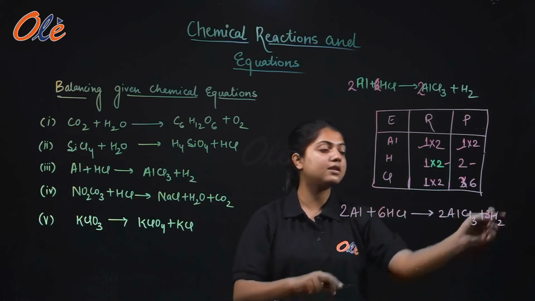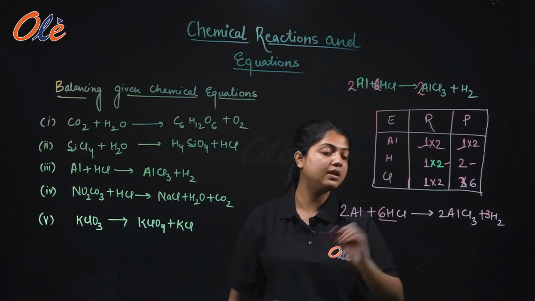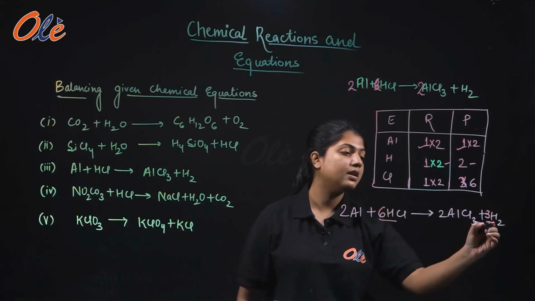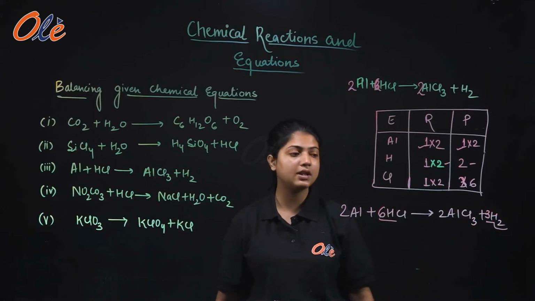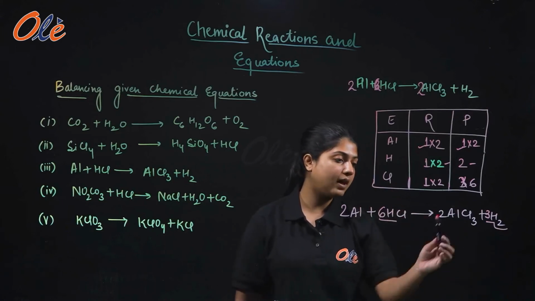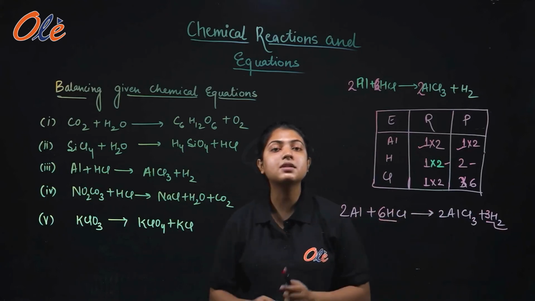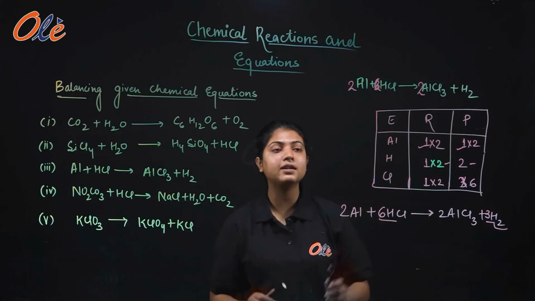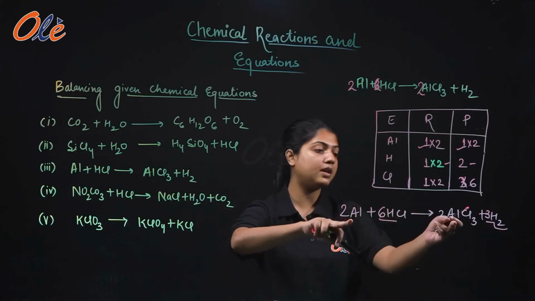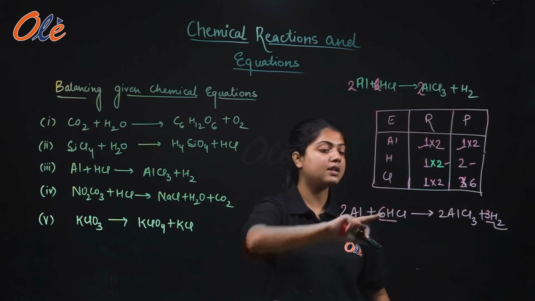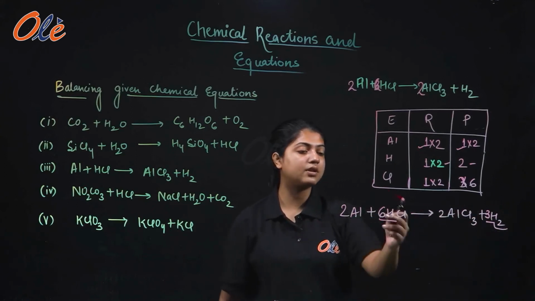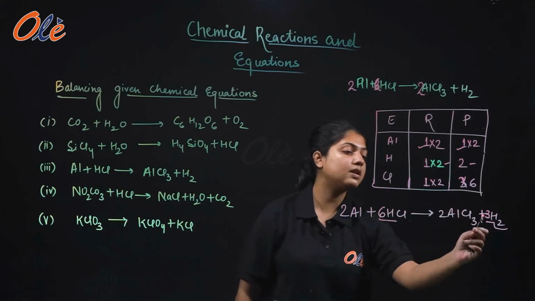3 2 जा 6 H, हाइड्रोजन एटम भी 6 हो गए हमारे और यहाँ पे भी 6 हो गए हाइड्रोजन एटम्स, ठीक है। और अगर क्लोरीन एटम्स की बात करें तो 2 into 3 that is 6 and here also 6 क्लोरीन एटम्स। सो फाइनली एक बार देख लेते हैं, 2 एल्यूमिनियम एटम, 2 एल्यूमिनियम एटम, 6 हाइड्रोजन, 3 2 जा 6 हाइड्रोजन, 6 chlorine and 2 3 are 6 chlorine.